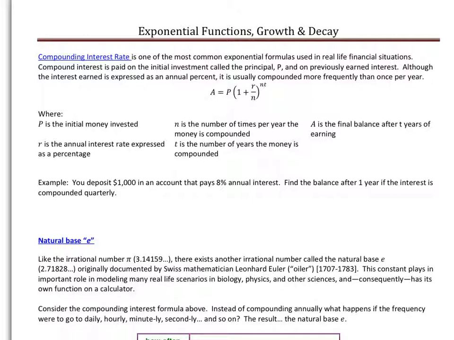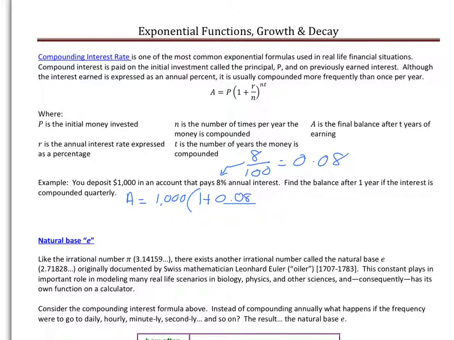So if we looked at an example here, you deposited $1,000 in an account that pays 8% annual interest rate. Find the balance after 1 year of interest that is compounded on a quarterly basis. So we would just use the formula A equals P, and P in this case is $1,000. And we're going to multiply that by 1 plus 8%. 8% is 8 hundredths, and we're just going to reflect that as 8 hundredths in decimal form.